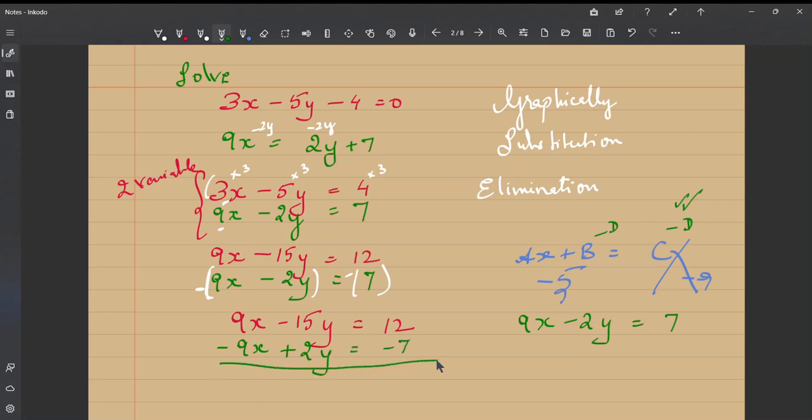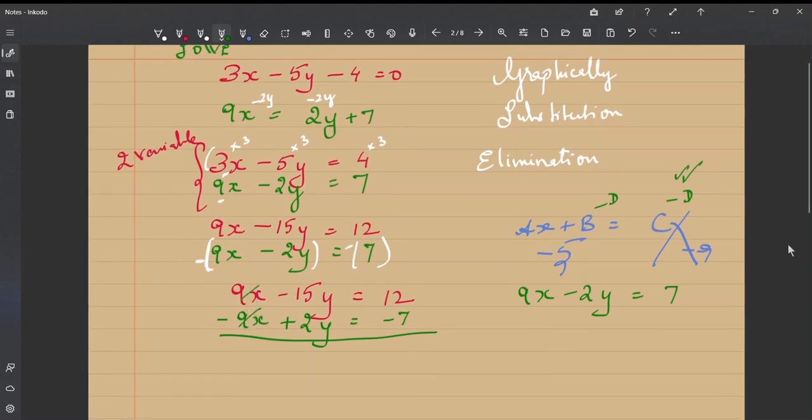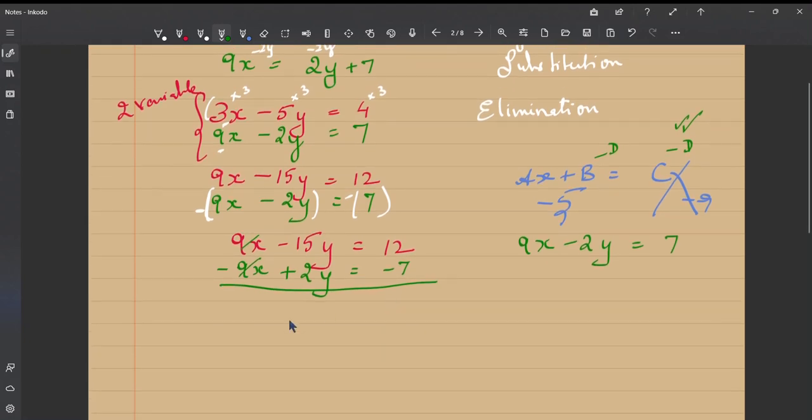So you see that the x coefficient is totally eliminated, isn't it? We have 9 minus 9 is 0. So you just get 0x and you don't have to mention it. It's 0 into x is 0. And 15 minus 2 is minus 13y, because 15 is the greater value. So minus 13y is equal to 12 minus 7, which is 5. So your value of y would be minus 5 by 13.